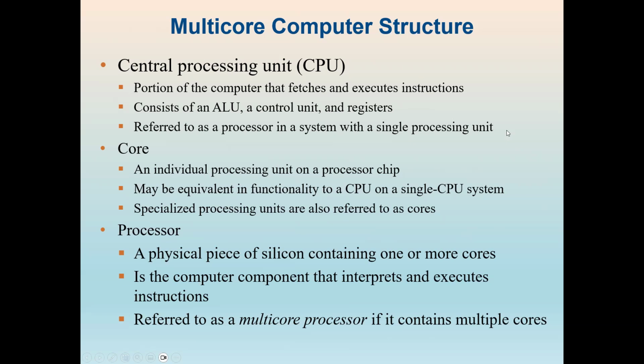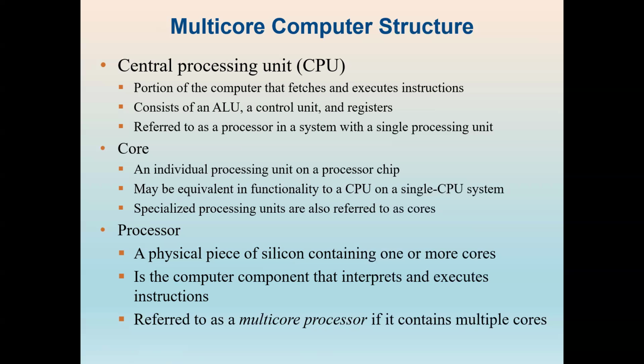So to clarify the terminology, again, our textbook will use the following terms. The central processing unit, the CPU, will be the portion of the computer that fetches and executes instructions. It consists of an ALU, the control unit, and the registers. Now, a core will be an individual processing unit on a processor chip. A core may be equivalent in functionality to a CPU on a single-CPU system.